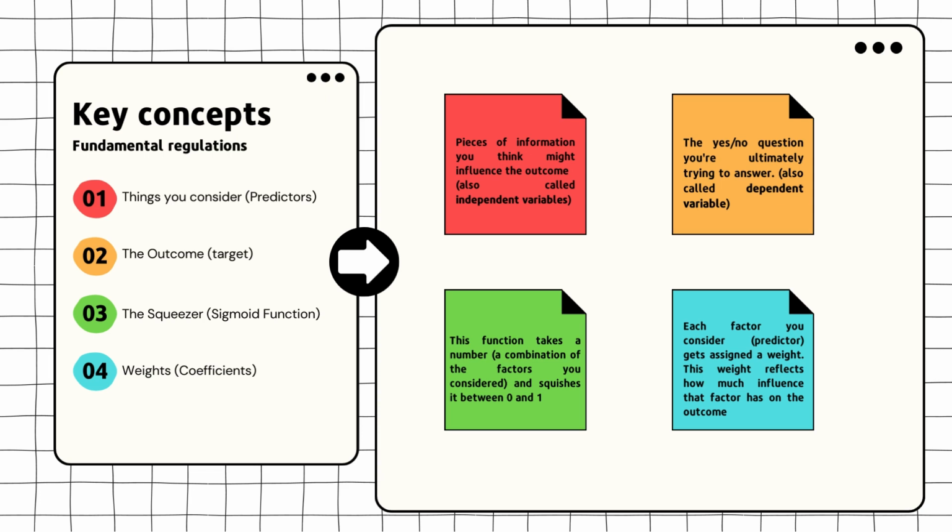Last but not the least, coefficients, or weights. Each factor you consider, predictor or independent variable, gets assigned a weight. This weight reflects how much influence that factor has on the outcome. A higher weight means a bigger influence on the probability. Imagine a seesaw. A heavier weight on one side will tilt it more. By looking at the weights, we can see which factors are most important in predicting the outcome.